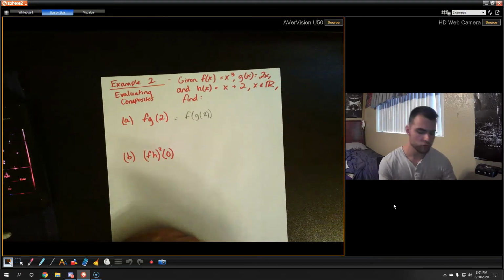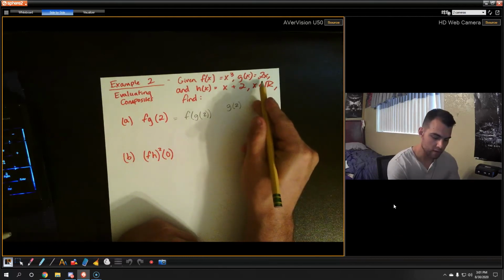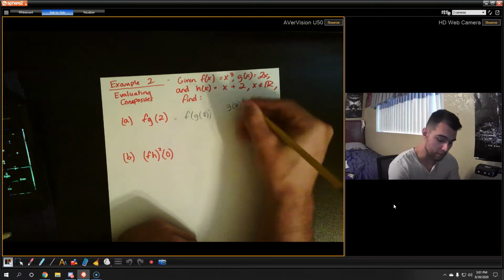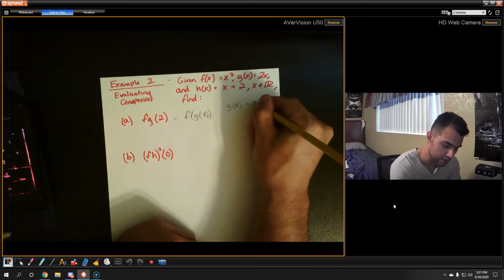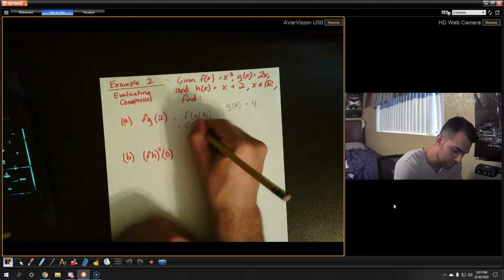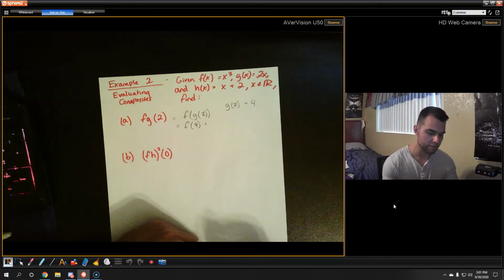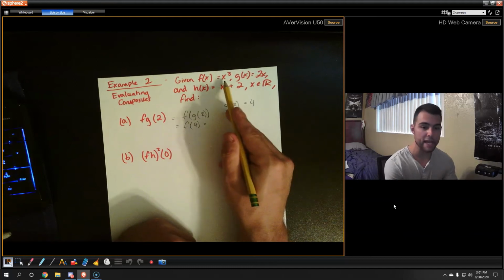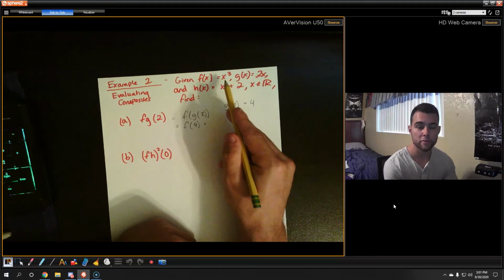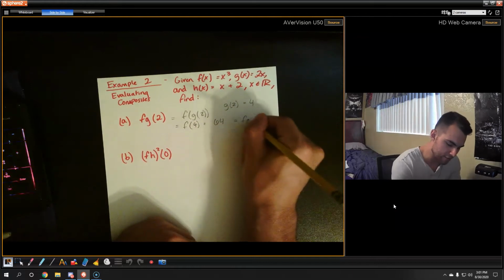Well, what would g of 2 be? g of 2 would be 2 times 2, right? If I'm plugging in the 2. So this would be 2 times 2 is 4. And now this becomes f of, well, g of 2 is 4. So now what is f of 4? I plug my 4 in for my x, for f of x. 4 times 4 times 4 is 64. And that is f of g of 2.